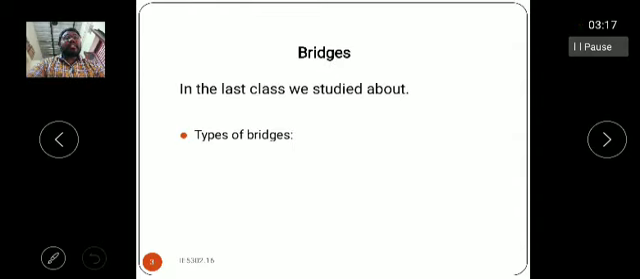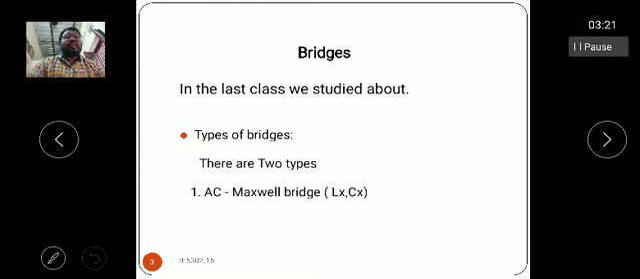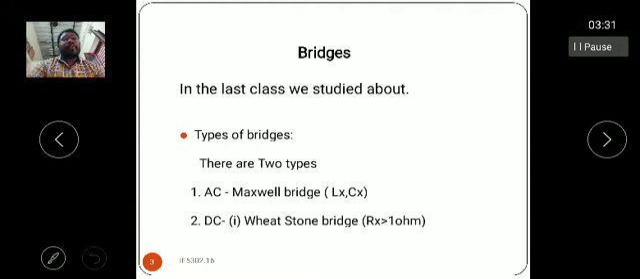What are the types of bridges? In the DC bridges, we have two types of bridges, the Wheatstone bridge and the Kelvin bridge. With the Wheatstone bridge, resistance in the range of more than 1 kilohm is measured with the help of the DC bridge.